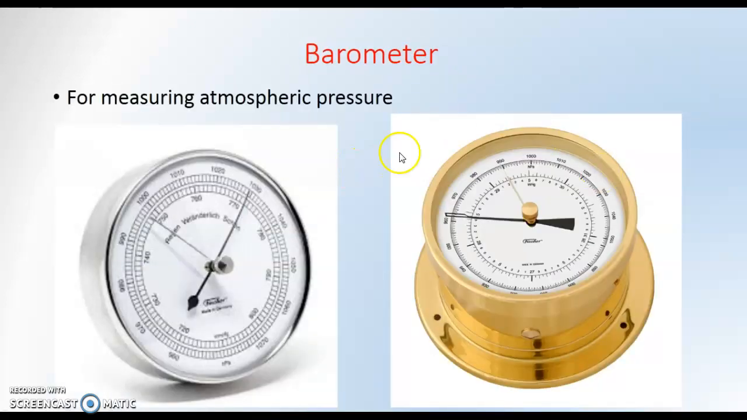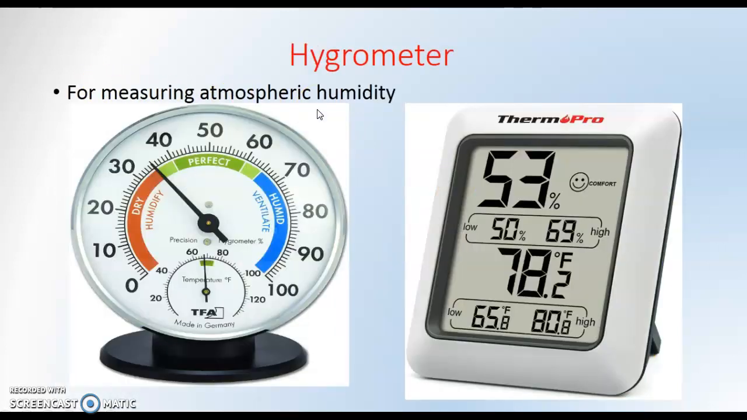Then we have the barometer, and that is the diagram of a barometer, used to measure atmospheric pressure. Then we have the hygrometer. It is used to measure the atmospheric humidity. That is how wet or hot the environment is, the amount of water vapor in the atmosphere.